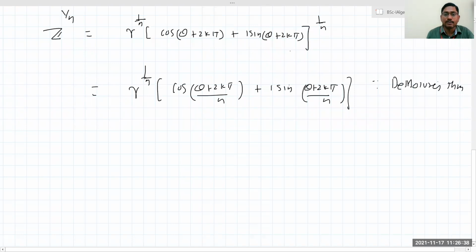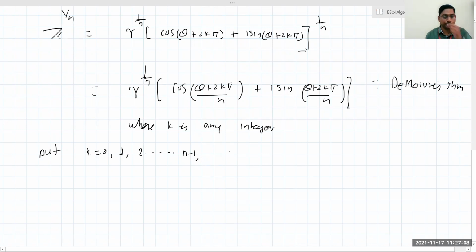Actually that is one of the values, but I am setting all the values here. So I have to consider k to be any integer. We mentioned earlier also that k is any integer. Now we have to find all those n values, all distinct n values. We have to put k equal to 0, k equal to 1, k equal to 2, up to n values you have to consider. What will happen when you put k equal to n, that we will see.